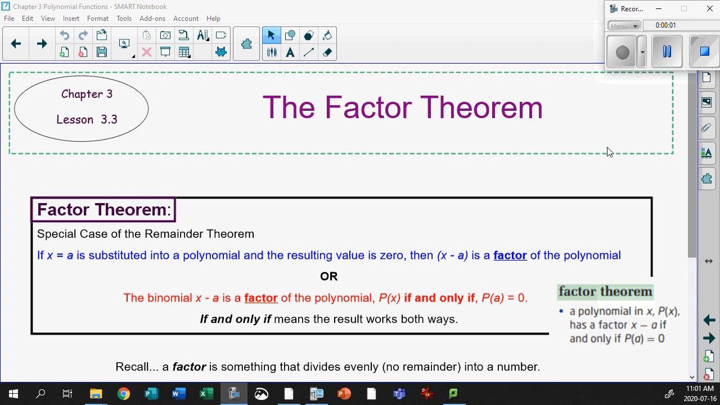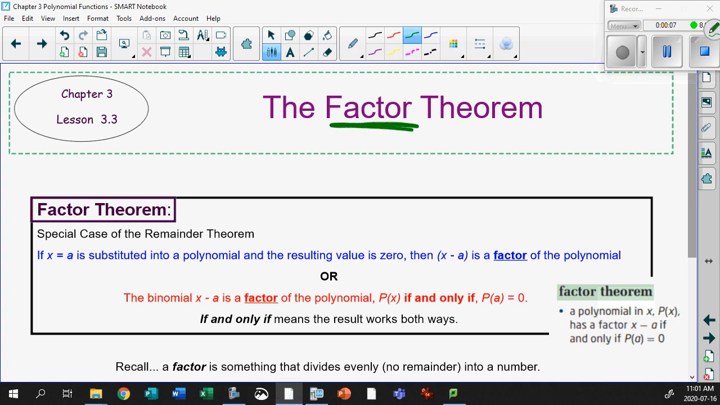Do you remember all that remainder theorem stuff? I'm going to take that remainder theorem now and apply it to something called the factor theorem. But I want to show you something. The factor theorem is really nothing new. All it is, is a special case of the remainder theorem. Let me tell you what this is all about and you'll understand it.